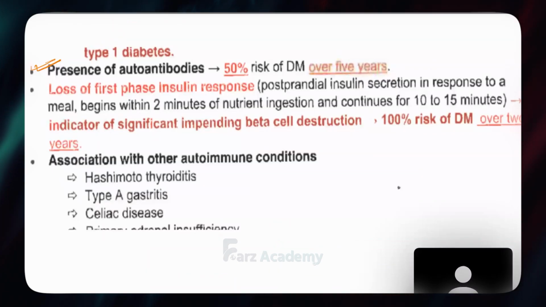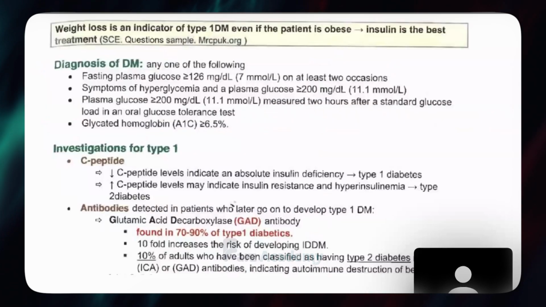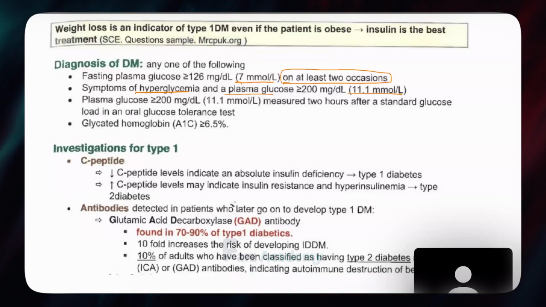Type 1 diabetes mellitus is an autoimmune condition. As we know, one autoimmune condition can be associated with other autoimmune conditions as well. So celiac disease, Hashimoto's thyroiditis, primary adrenal insufficiency, all these we can consider in the presence of type 1 diabetes mellitus also. So for diagnosis, we need the presence of fasting glucose more than 7 millimoles per liter on at least 2 occasions. So a single diagnosis is not enough, at least 2 occasions need to be there. Symptoms of hyperglycemia and a random plasma glucose more than 11.1.